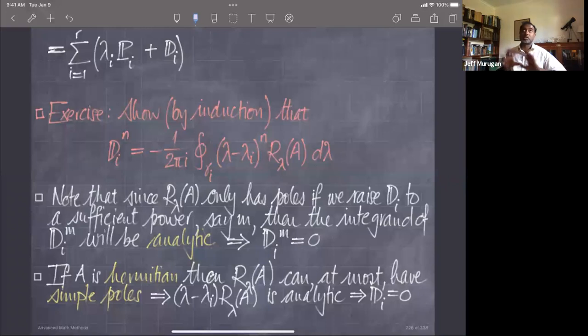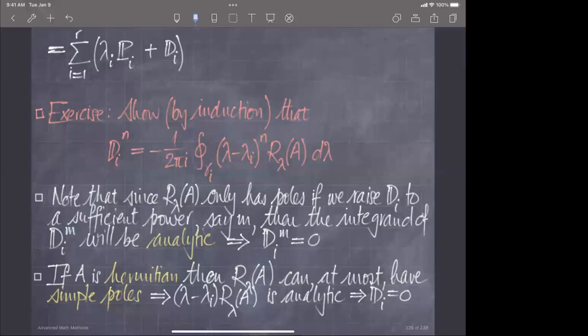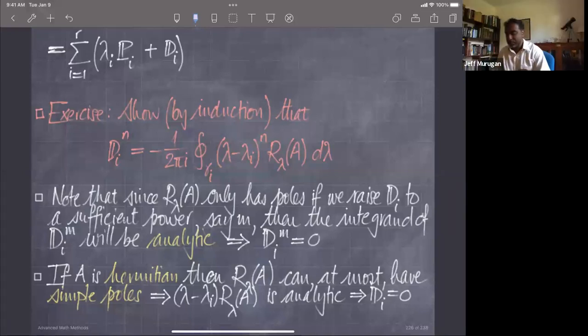So I can take the set of all lambdas and I can break it up into two parts. One I'll call the spectrum, and the other one is called the resolvent set. So the resolvent has poles when the lambda is in the spectrum. You with me? By the way we define the resolvent, okay? So that means that this guy, R lambda, can only have poles.